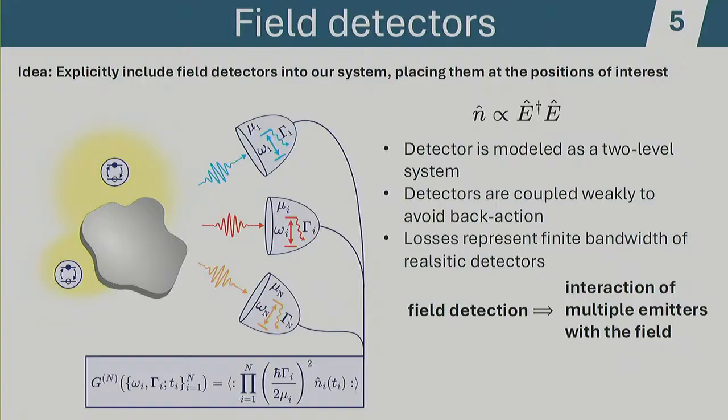So at the end of the day, we treat our detectors as additional emitters, and now our field detection problem is reduced to the interaction of multiple emitters with the field, which we already know how to solve. I hope I told you about this on the last slide. And so now we have access to everything we need. Let me show how I'm going to calculate the electric field correlations.